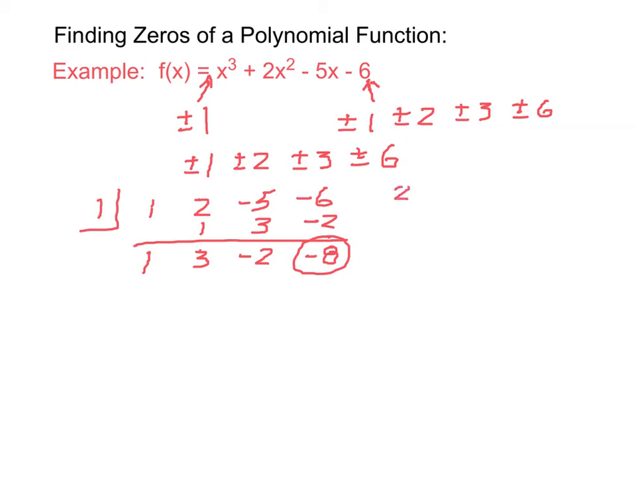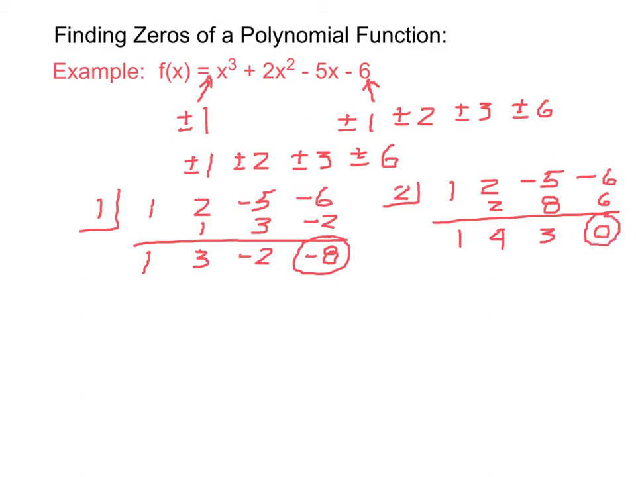So we'll put 2 in the box and see what happens. Same coefficients, 1, 2, minus 5, and minus 6. Using synthetic division, we bring down the 1, multiply by 2. 2 plus 2 is 4. 4 times 2 is 8. Minus 5 plus 8 is plus 3. 3 times 2 is 6. Minus 6 plus 6 is 0, so there's a 0 remainder.